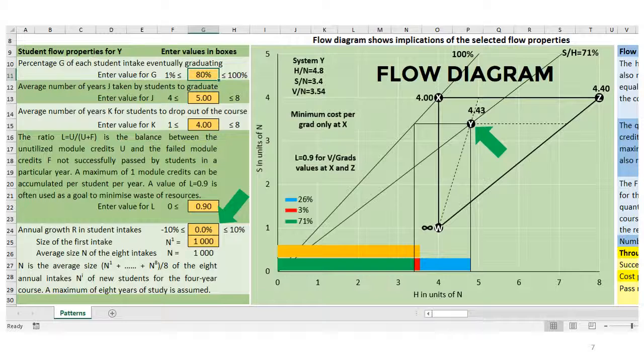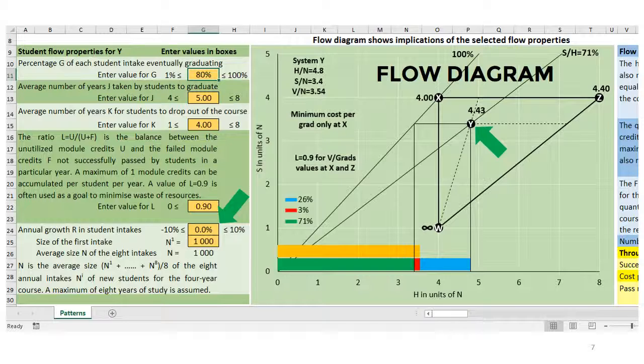The fifth essential flow property, R, is the growth in the annual intakes of students. No growth has been assigned for purposes of this example. The size of the first intake can be ignored because it plays no role in the total analysis. N is the average size of the 8 annual intakes of new students.